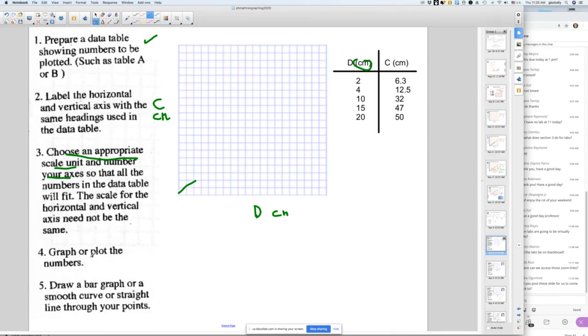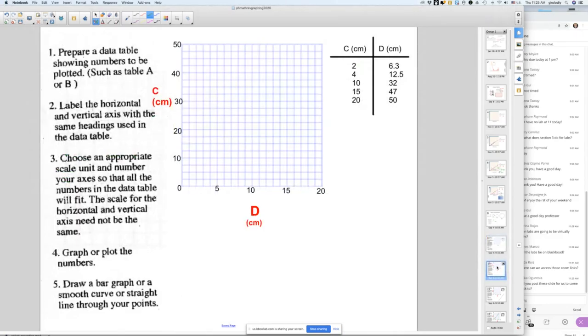And then plot the points, as I did before, and then finally draw a bar graph or a smooth graph or a straight line through your points, depending on what the graph looks like. So we're not going to make bar graphs in this course, but here are the first couple of things.